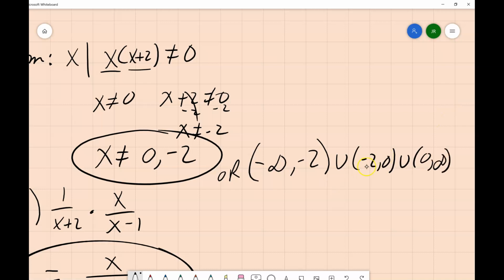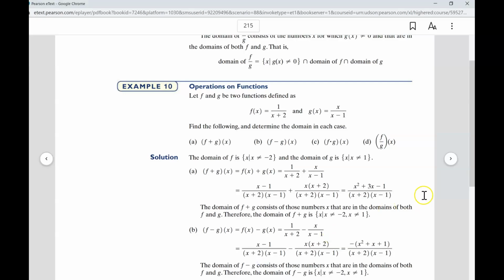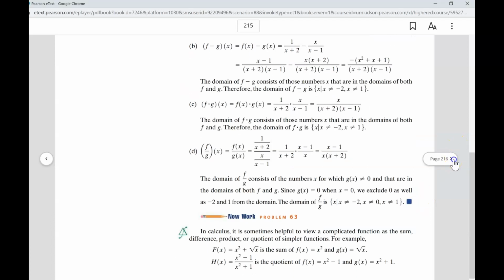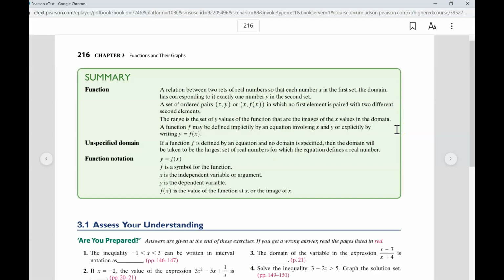All right. That is all the examples for 3.1. You can read a summary of what we just went over here. If you want to read this summary to help you synthesize what we just learned, feel free to do that. Good luck on the 3.1 assignment. I'll see you again in 3.2.